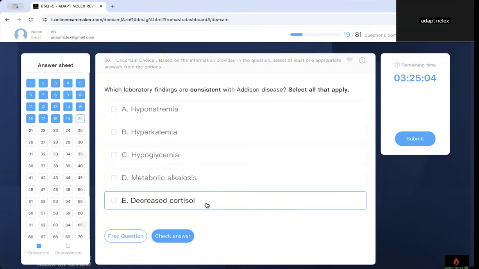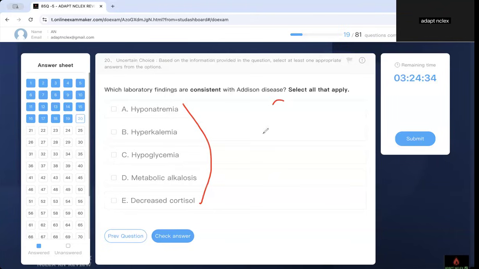Which laboratory findings are consistent with Addison disease? Endocrine, Addison disease. Sometimes it falls under physiological adaptation. Select and apply. Then you ask yourself, what is the key about Addison? I want you to pick the answer choice and put it in the comment and let me know what you think. I give you a few seconds to select your answer, and then I'll give you the content.